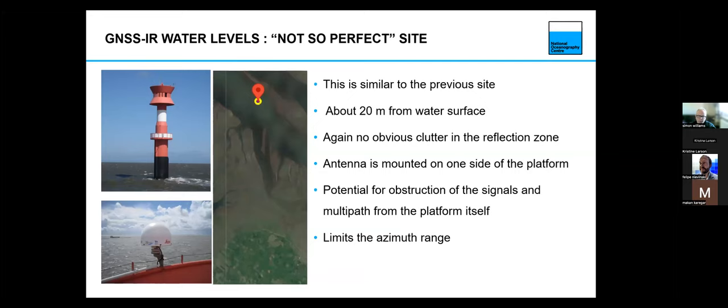This one's about 20 meters from the water surface and again has no obvious clutter in the reflection zone. But in this case, the antenna is mounted on the side of the platform, somewhere on one of the sides here. So there's potential for obstruction of the signals and multipath from the platform itself. So you might not get that full 360-degree view. It limits the azimuth range.